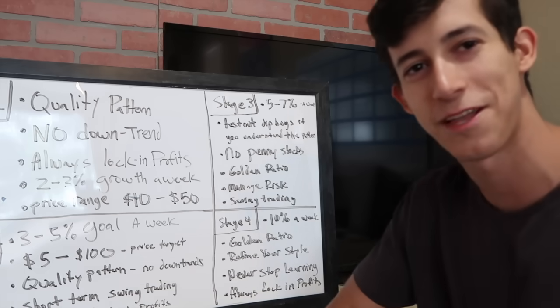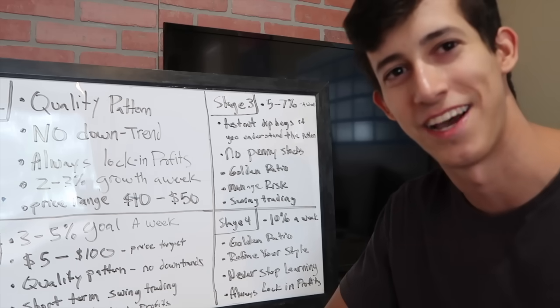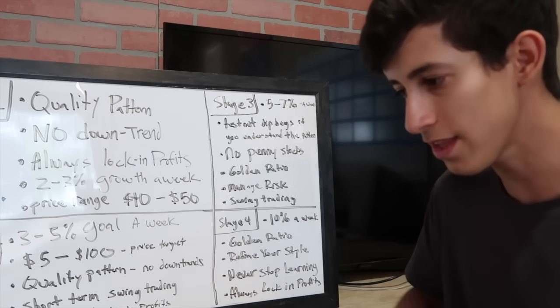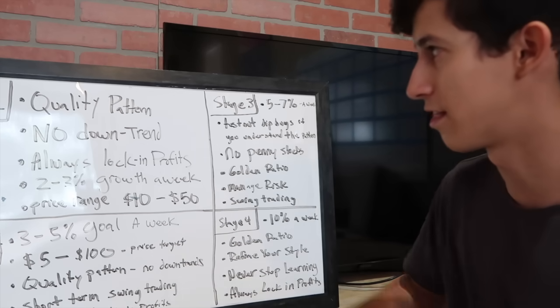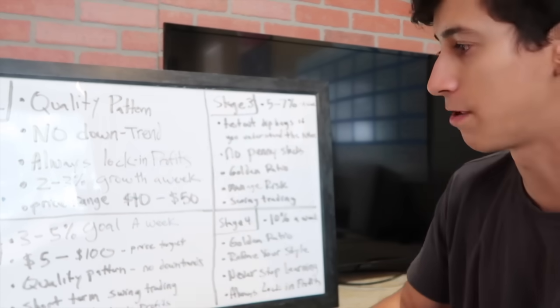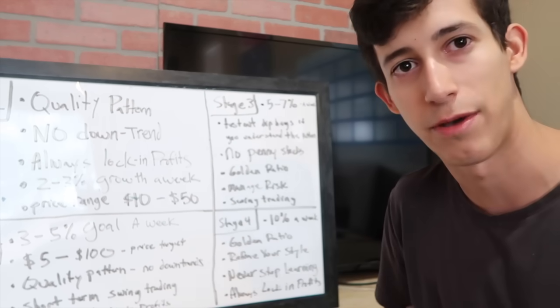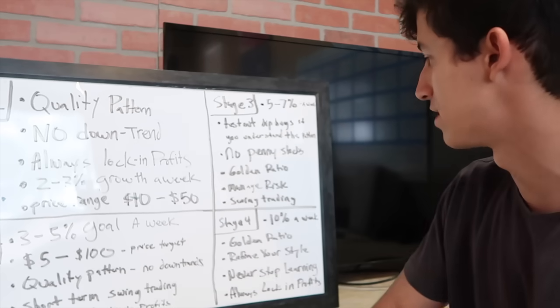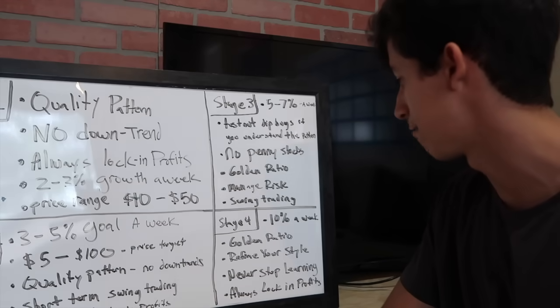And then the last thing is lock in profits. No one goes broke by locking in profits. So let's make sure that we focus on that. And that is it. We set the goal of 2 to 3% for people who are just getting started. Again, it's just about getting that ball rolling. The next one is about 3 to 5%. The one that follows is 5 to 7%. And the next one is 10% a week.